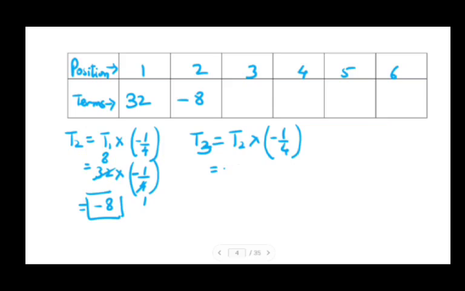Term 2 is minus 8 times minus 1 upon 4. 4 1s are 4, 4 2s are 8. This minus and this minus get cancelled. So 2 into 1 is 2.